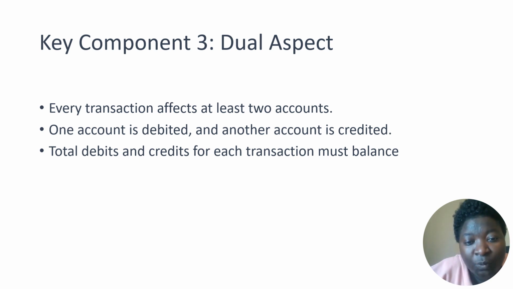Another component we can look at is the dual effect. When you're debiting in the system, you have to debit two accounts. One is a debit, the other is a credit. So every transaction affects at least two accounts. One is a debit and the other account is a credit account. Total debits and total credits for each transaction must balance.